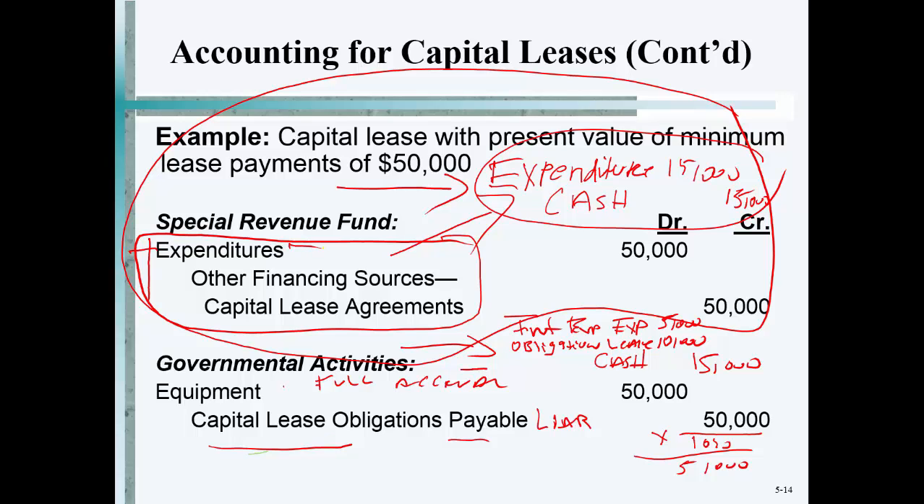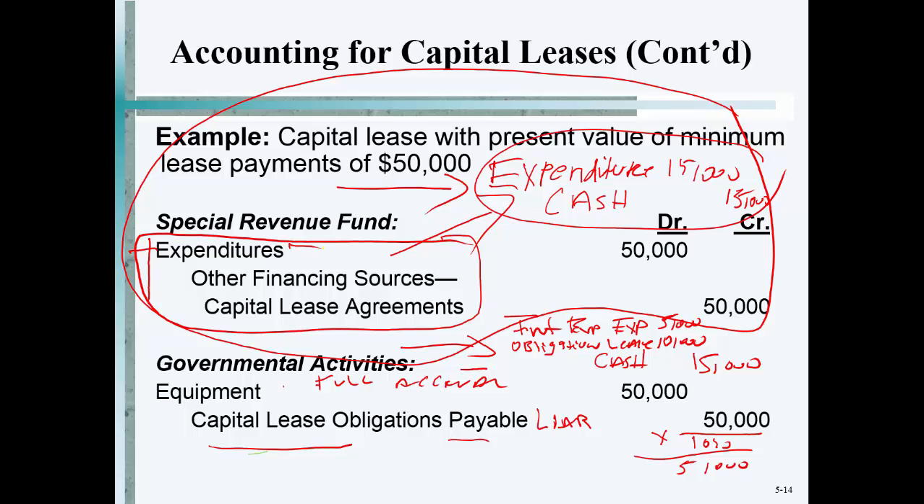Isn't that what we just did here? We debit expenditure? Okay. In government, when we issue long-term debt, what do we credit? Don't we credit other financing sources? So we're following what we've already said now for this lease. When you acquire the property under capital lease, you can't debit equipment. So what do you debit? Expenditure. You can't credit a long-term liability like you would under full accrual for those future lease payments. And so you credit other financing source, don't you? With me so far? Okay.